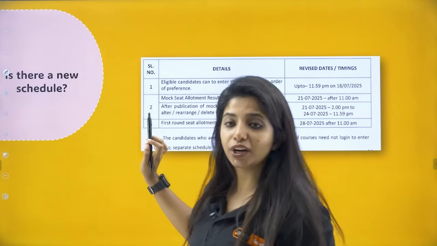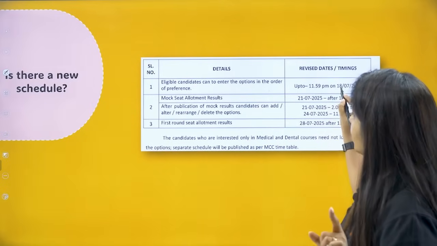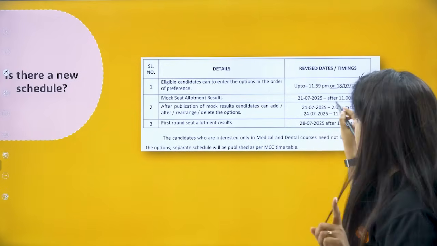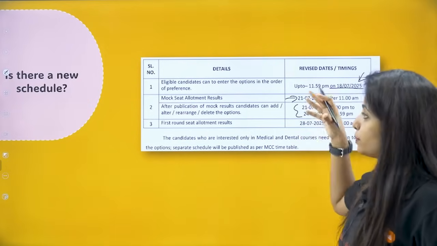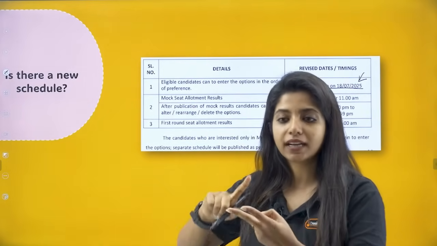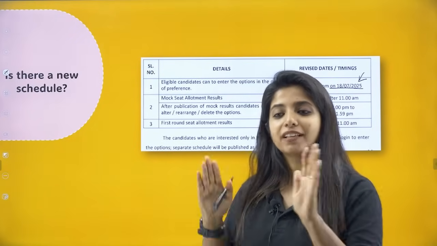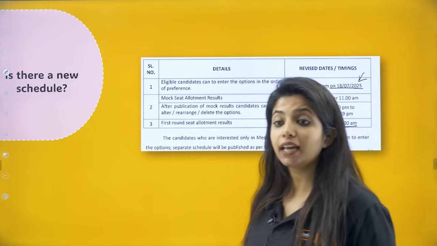And is there a new schedule on the basis of which you can edit and do things like that? So, my dear children, you are allowed to do option entry for mock allotment until 18th of July. Okay. Post that, on 21st you will get the result. Now from 21st to 24th, on the basis of the results, you can add, delete, or rearrange, whatever you want to do. No problem. After that, you will get the first round allotment result that is going to be published on 28th.